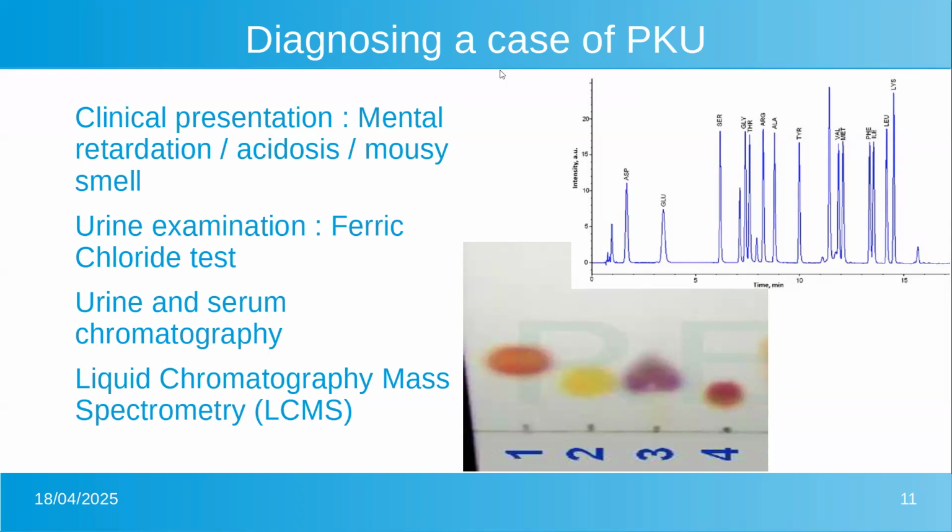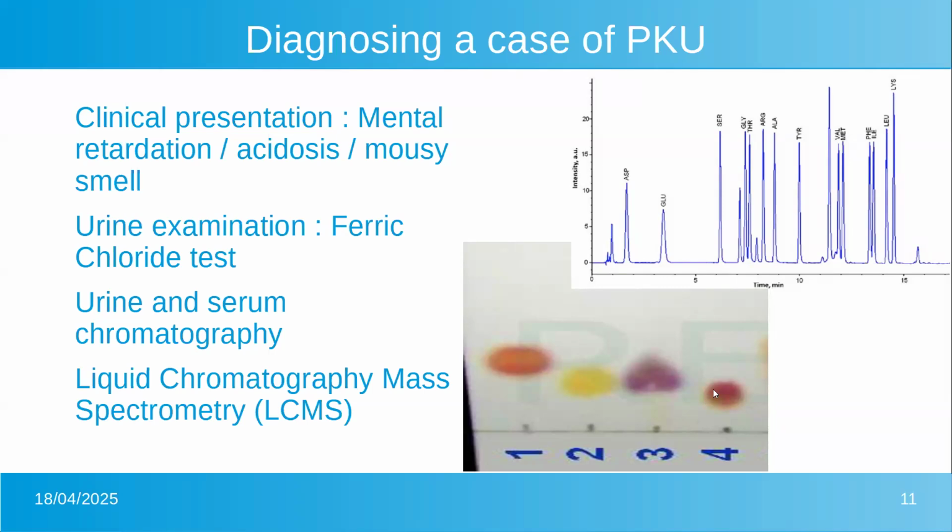So how are we diagnosing a case of PKU? First, we have a clinical suspicion based on mental retardation, acidosis, and the characteristic smell. Following that, we do a ferric chloride test. Take the urine, one drop of ferric chloride. You will see that the color changes to green. A simple test that can be done in any lab is a serum or urine chromatography, where you can see that each of the amino acids gives separate distinct bands, and you can identify it.